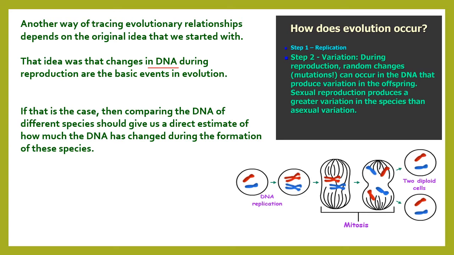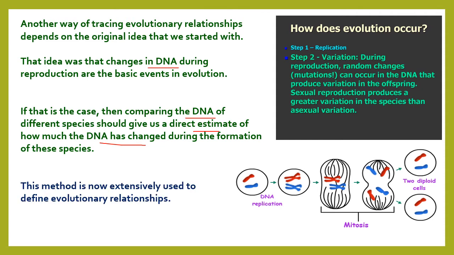Fine. If that is the case, then comparing the DNA of different species should give us a direct estimate of how much the DNA has changed during the formation of the species. This method is now extensively used to define evolutionary relationship. Here, two steps are given that can tell us about how evolution occurs. Step 1 is replication of DNA, and step 2 is variation.